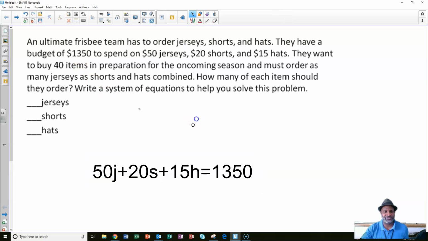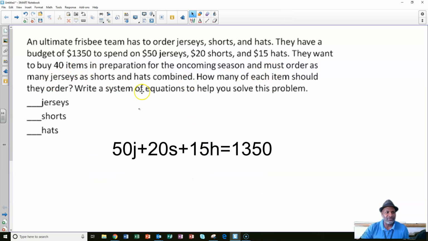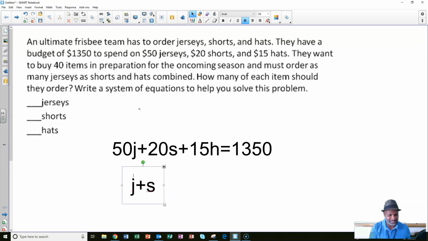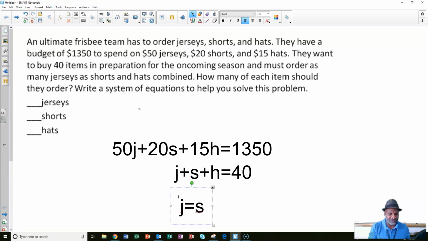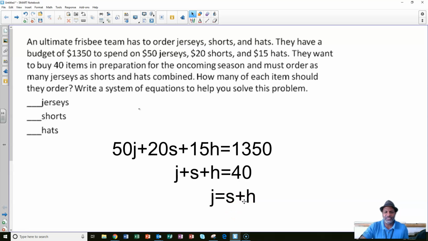So that's one equation. Then we know that we need to buy 40 items all together. So J plus S plus H must equal 40 because it's 40 items total. And then the next thing is I must order as many jerseys as shorts and hats combined. So that means the number of jerseys must be equal to the number of shorts and hats combined. And those are my 3 equations.